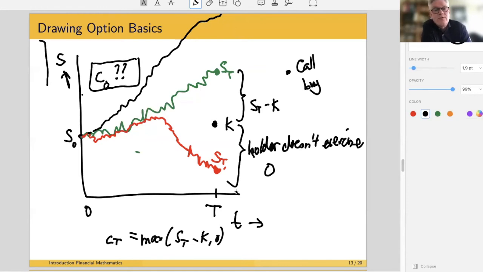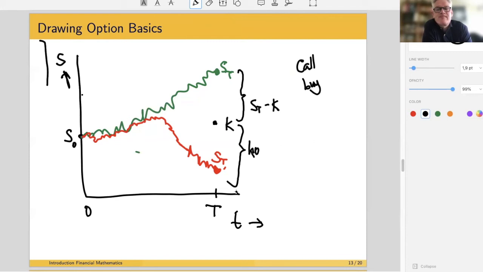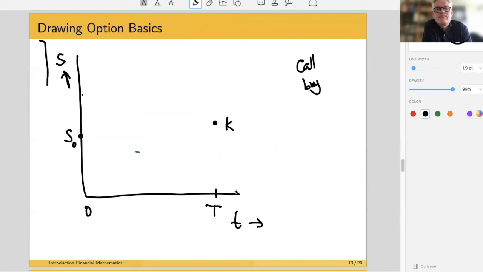And now we are going to erase everything so nicely. And let's look at the put. Let's look at the put. That is the right to sell stocks, say for K again, right? The right to sell stocks at time T for the value K.